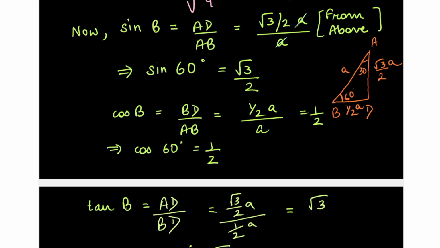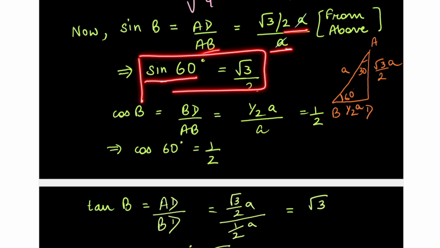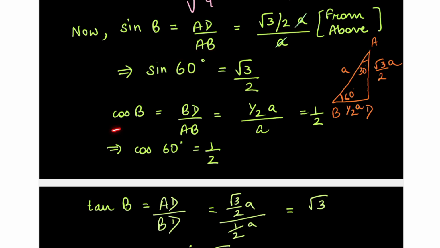So first we will do the trigonometric ratios with respect to angle B, that is, trigonometric ratios of angle 60 degrees. Sin B is perpendicular upon the hypotenuse, that is AD upon AB. Putting the values, AD root 3 by 2A, AB A, we get sin 60 degree to be root 3 by 2. Now cos B, base upon the hypotenuse, base is BD, hypotenuse is AB. Putting the values, 1 by 2A upon A, we get 1 by 2. That is, cos 60 degree is 1 by 2, that is 0.5.